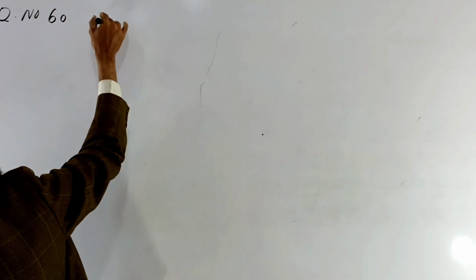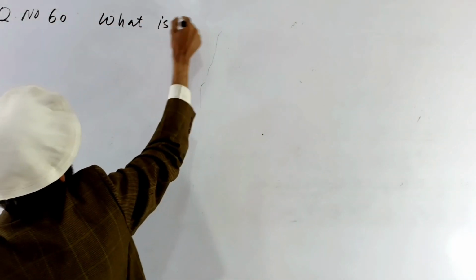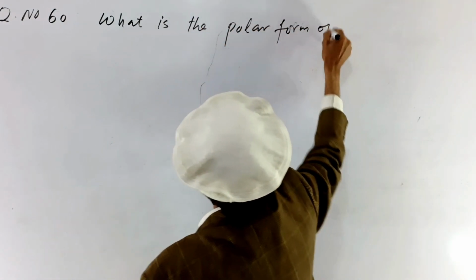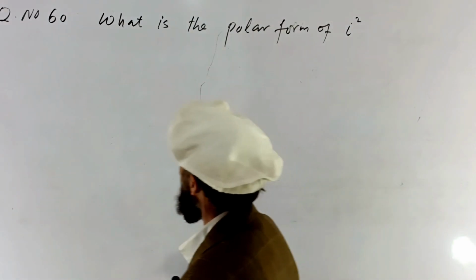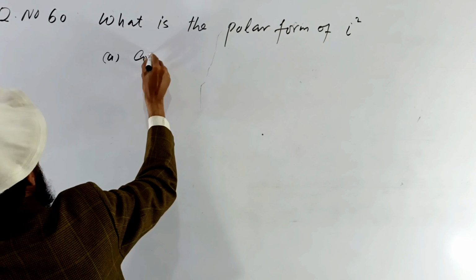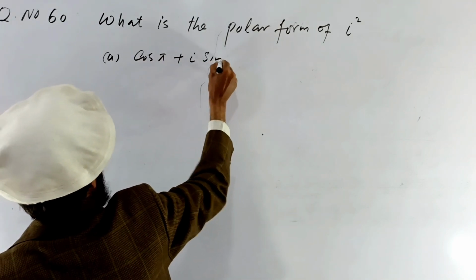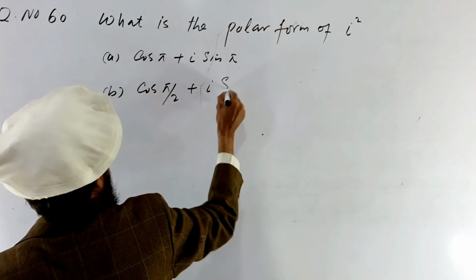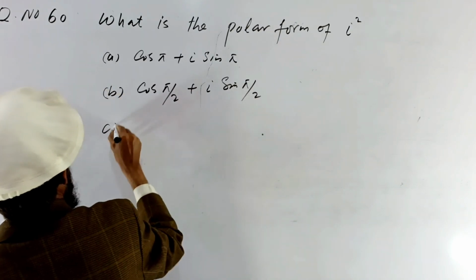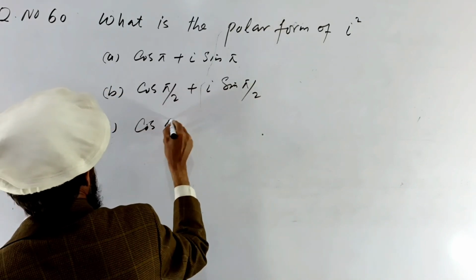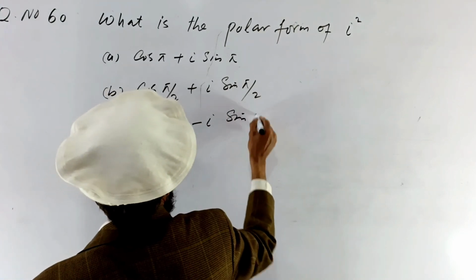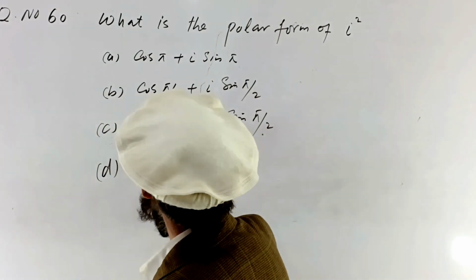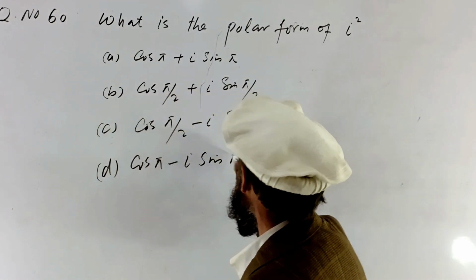Question number 60. What is the polar form of iota square? A cos pi plus iota sin pi, B cos pi by 2 plus iota sin pi by 2, C cos pi by 2 minus sin pi by 2, D cos pi minus iota sin pi.